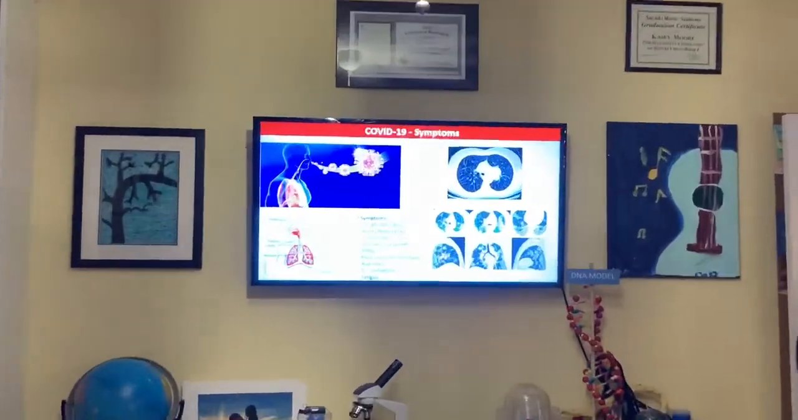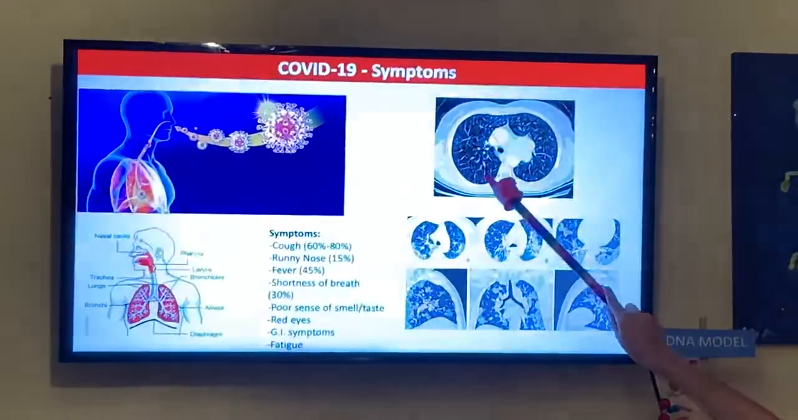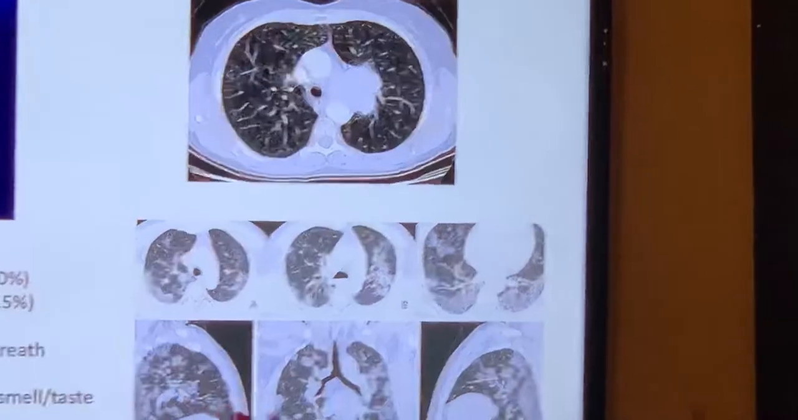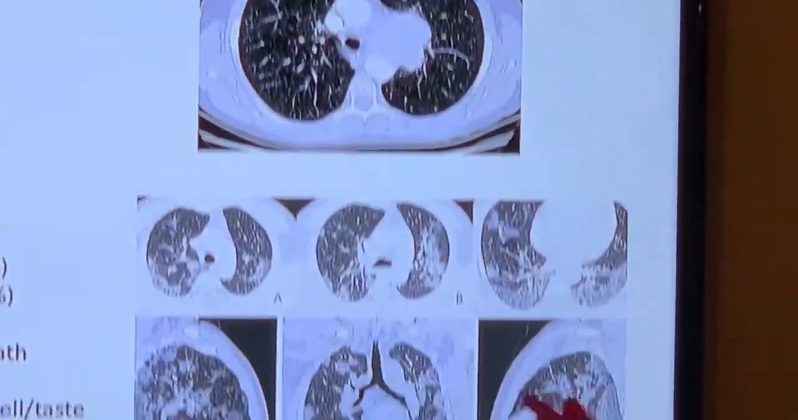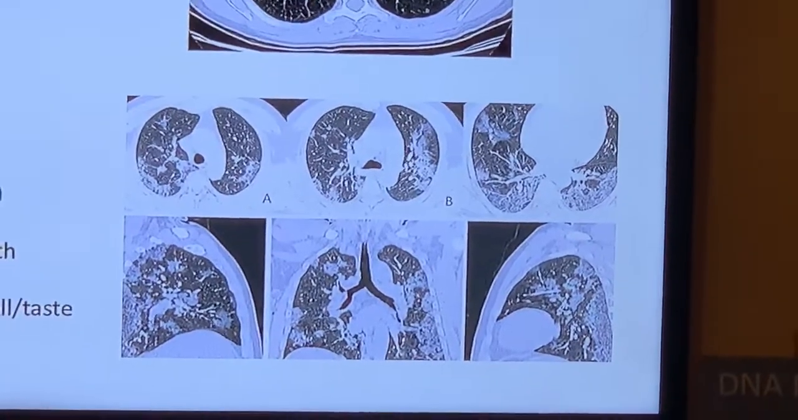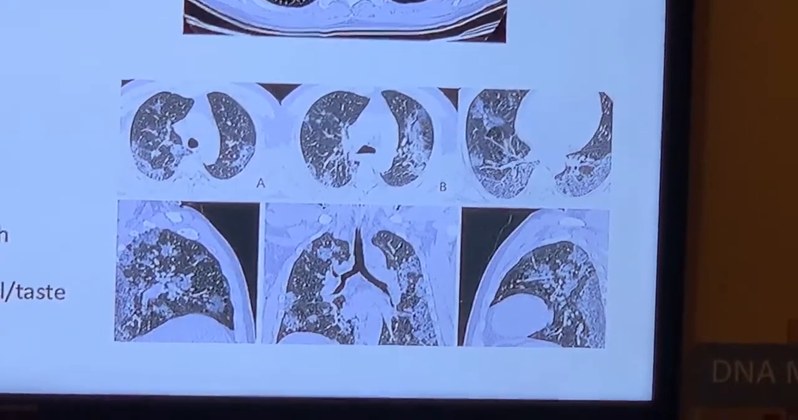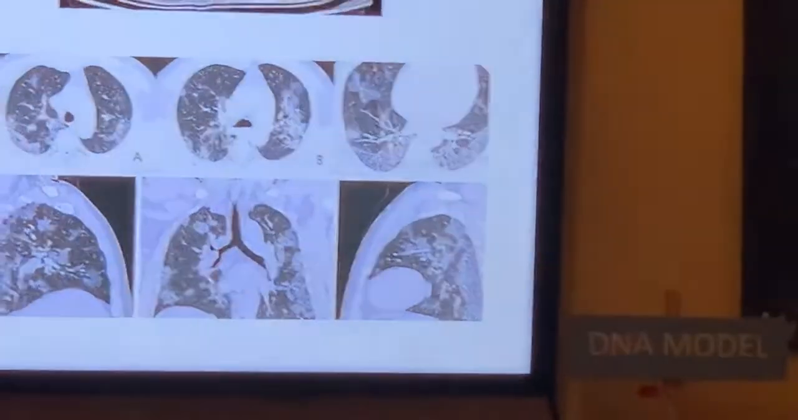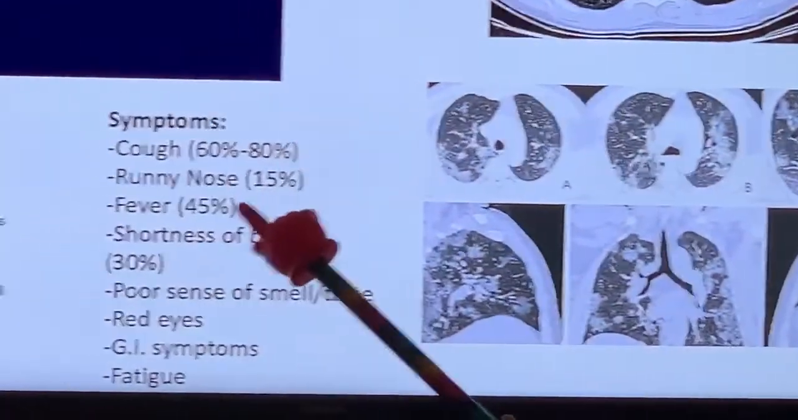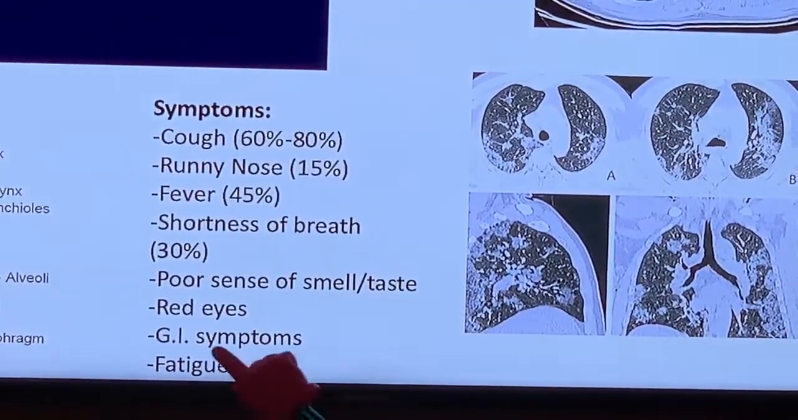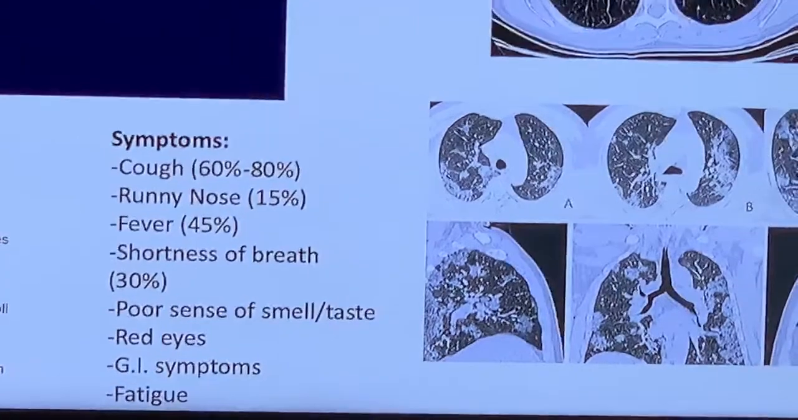So this is an x-ray of your regular lungs. Now this is COVID-19 affected lungs. What it does is it creates some blotches that stop the transportation of the alveoli, and now other cells can't receive that oxygen. So this may cause the symptoms: cough, runny nose, fever, shortness of breath, poor sense of smell and taste, red eyes, dry eye symptoms, and fatigue.